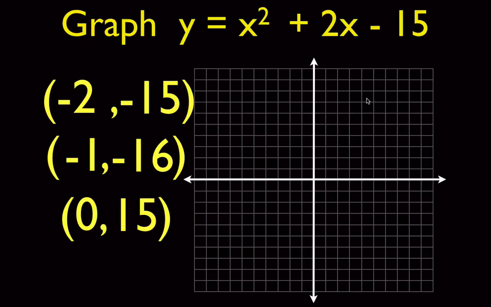All right, next thing we're going to do is plot the points. So what you can do is label everything you need. I need negative 16, I need negative 15, etc. I'm going to start with my vertex, add in the 15, plot the points.